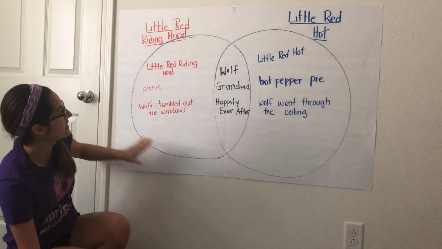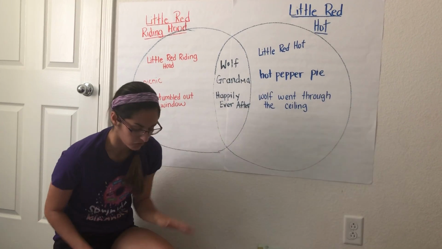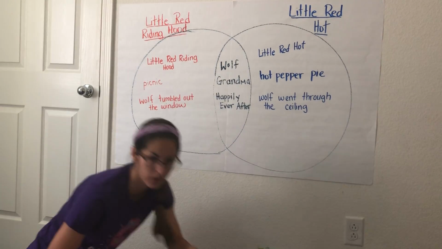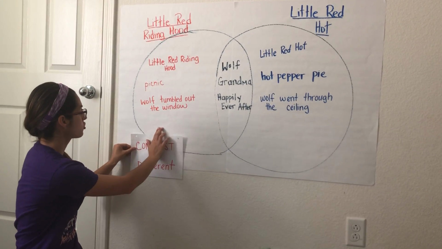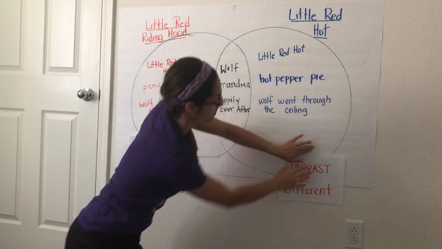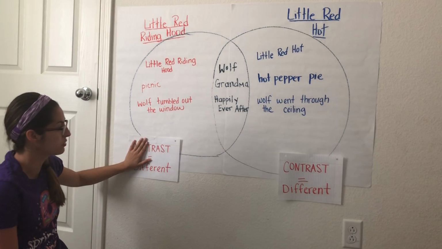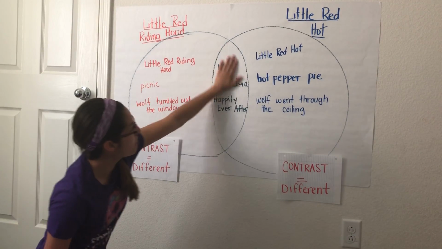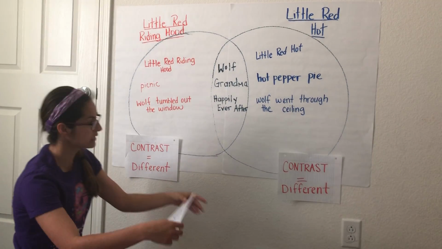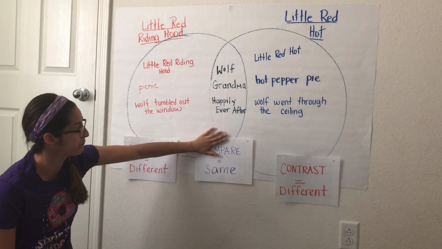As you can see up here, a Venn diagram is just two circles. On the outside of both circles is where we put what is different about the two stories, or in other words, that is where we contrast the two stories. So I'm going to put these up here so that we can remember that on the outside of the Venn diagram is where we put our differences between the two stories. In the middle part of the Venn diagram is where we compare. That's where we put what is the same about the two stories.